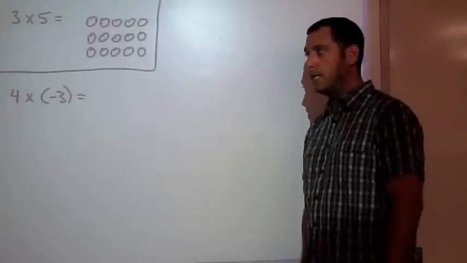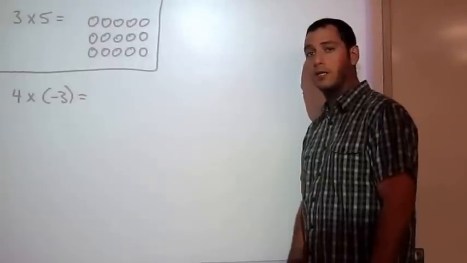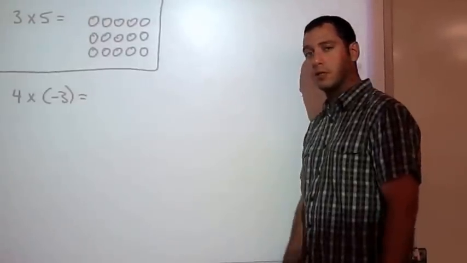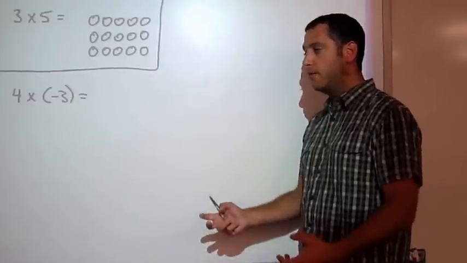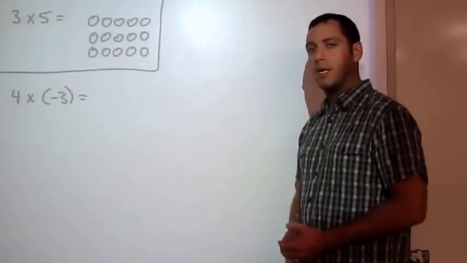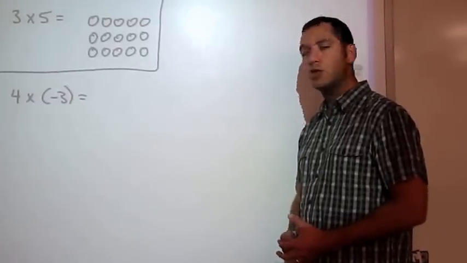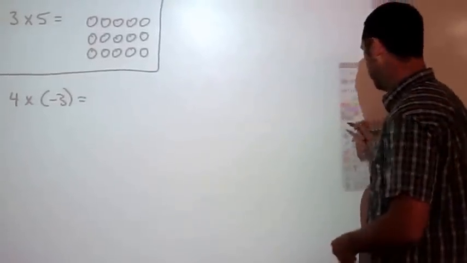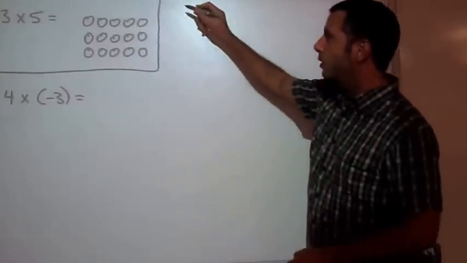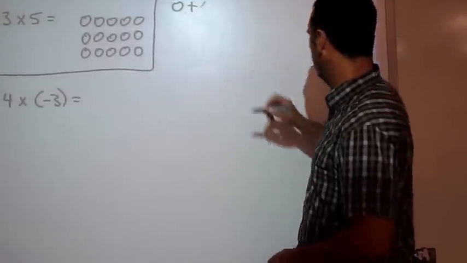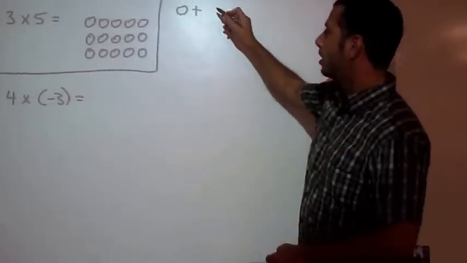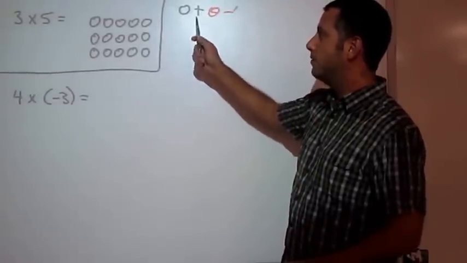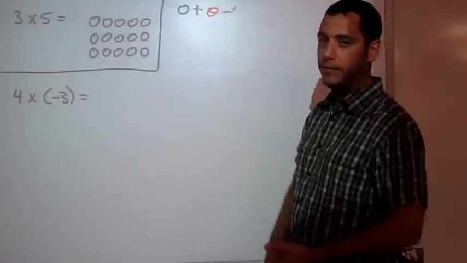Now, what if we're given a problem like this, where one of the two integers is a negative integer? We can still use a model to represent the solution to that problem, but we need to be careful now when we're using tiles, because a negative integer should be a different color than a positive integer to represent that it's negative. So what we should always do when working with positive and negative integers is create a key that lets us know what color represents what type of integer. So let's let black be a positive integer and we'll let red be a negative integer.